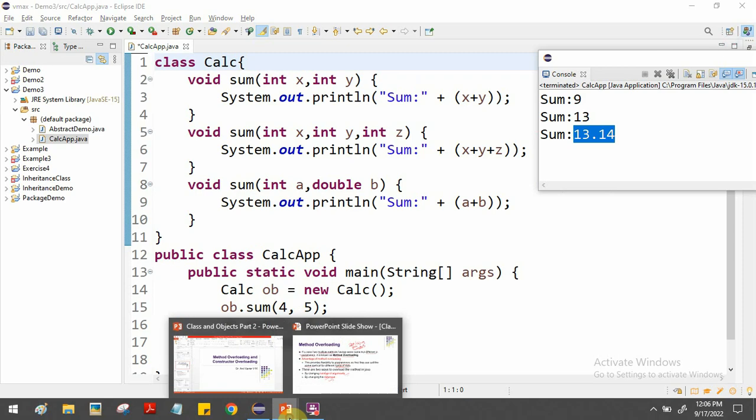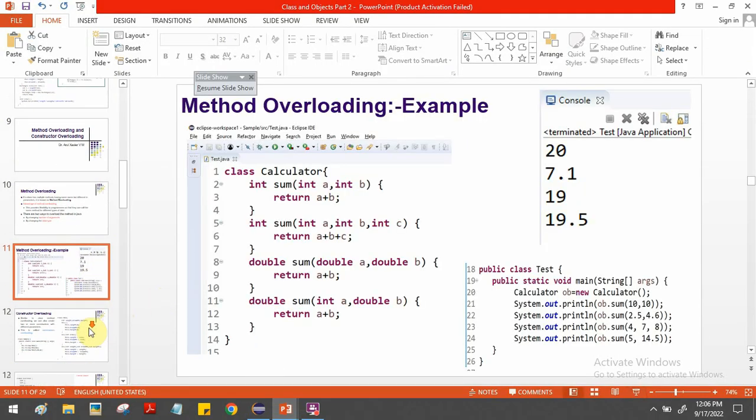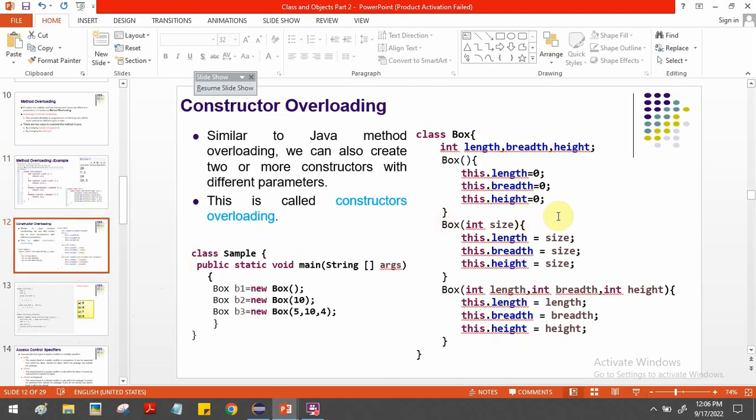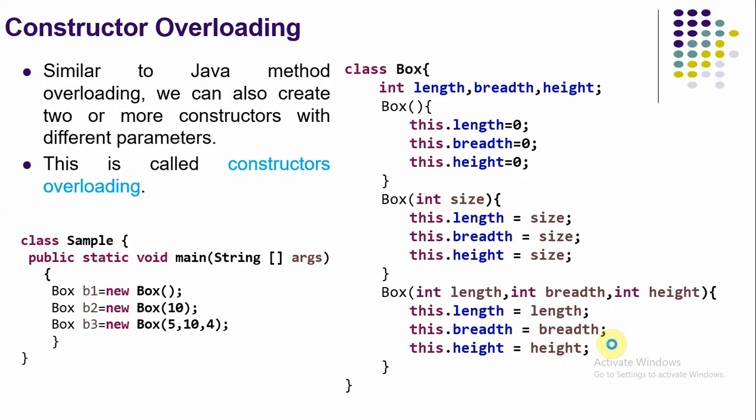Similarly, we can understand another concept called constructor overloading. Constructor overloading is also a similar concept. Similar to Java method overloading, we can also create two or more constructors with different parameters. So this is another type of overloading, called constructor overloading.